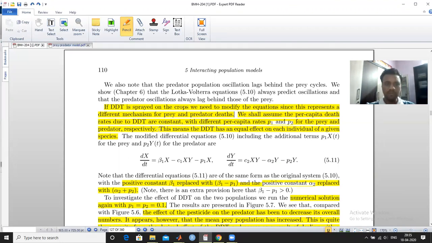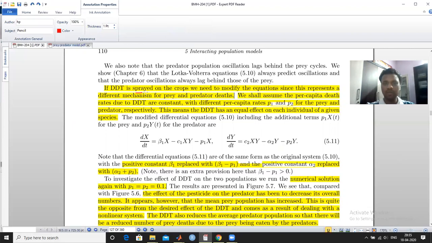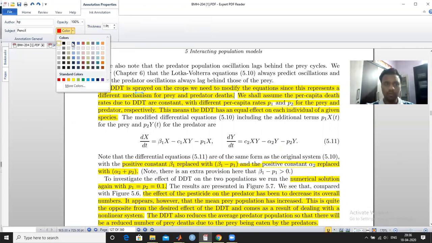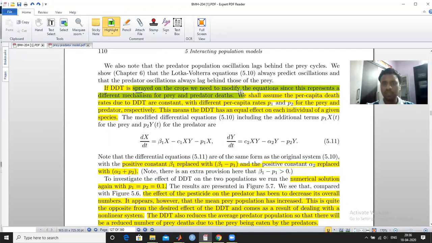DDT is a chemical which is used to kill insects or pests. So if we spread DDT on the crops, we need to modify the equation, since this represents a different mechanism for prey and predator deaths. That's clear. So we modify the equation since they represent a different mechanism for this.